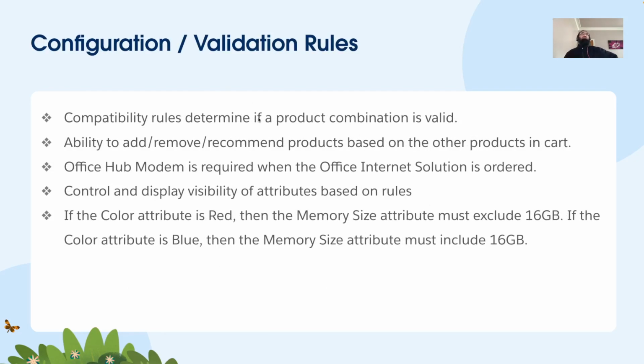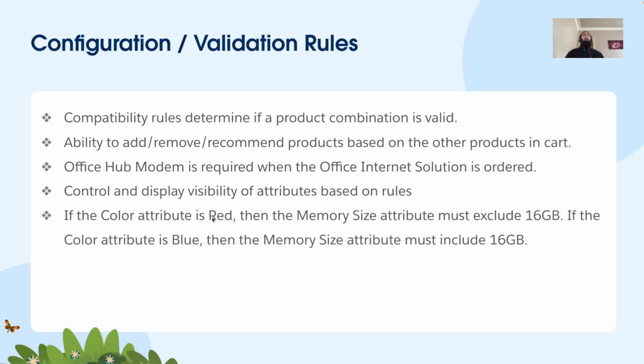Configuration and validation rules are extremely useful to determine the compatibility of a product. For example, you may want to add, remove, recommend products based on other products in the cart. For example, you may have a rule to say a modem is required if an internet solution is ordered. You can also control and display the visibility of certain attributes based on rules.